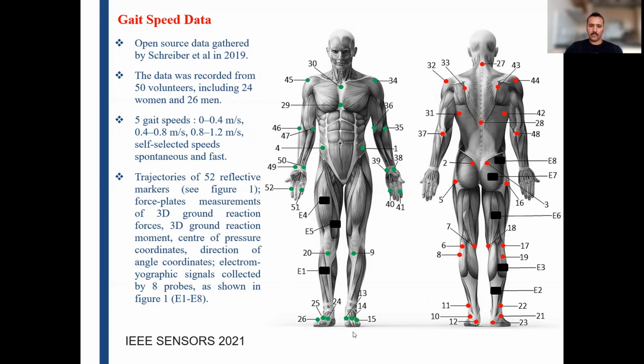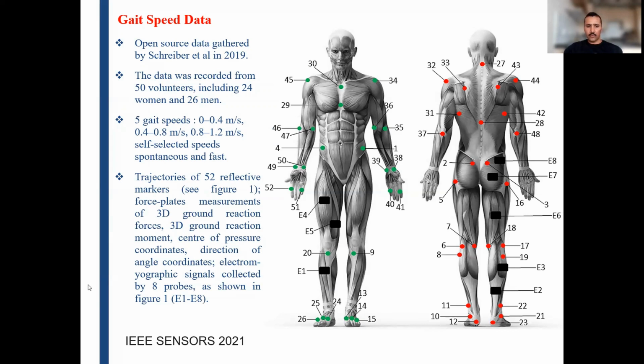The ground reaction force while the subjects walk is recorded by placing ground reaction force plates on the ground and the subject walks on them, as well as the 3D ground reaction moment, center of pressure coordinates, and direction of angle coordinates. Mind you, all these data are recorded in the coordinate system, which is X, Y, Z in the 3 directions. And as well, electromyographic signals are collected by 8 probes, which can be seen as patches, starting from E1 to E8.